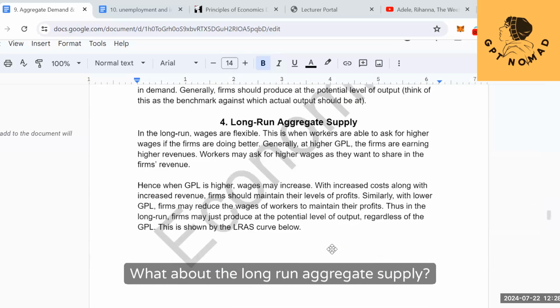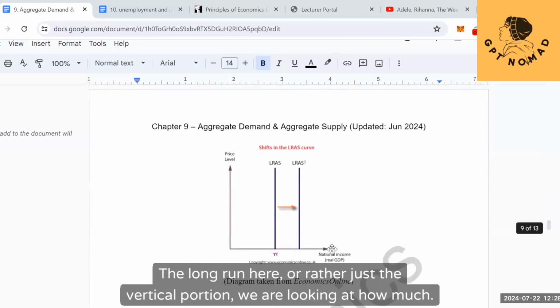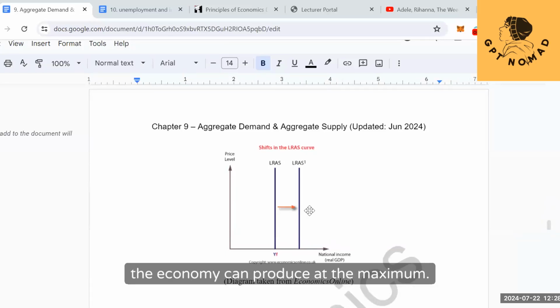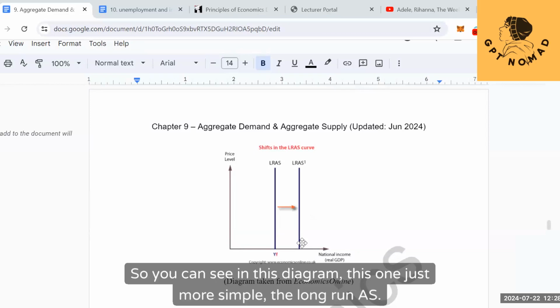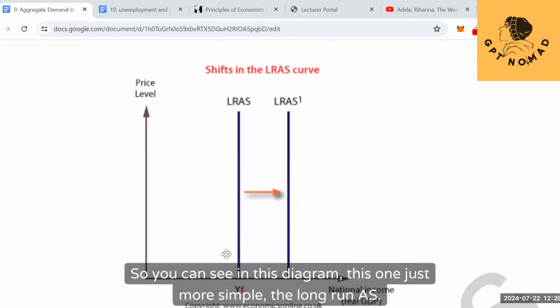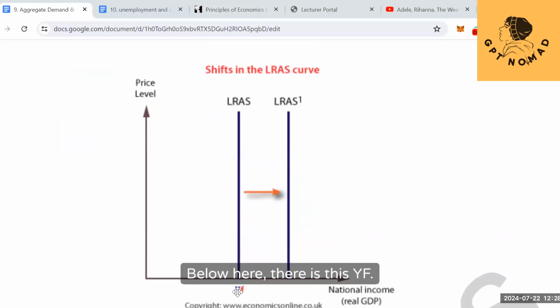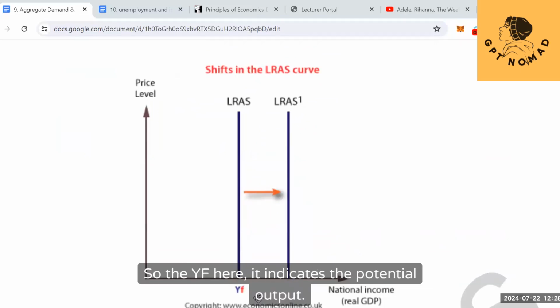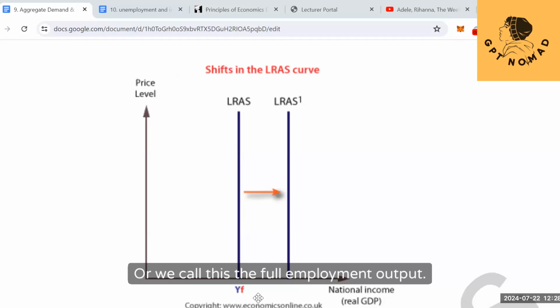What about the long run aggregate supply? The long run here, this just the vertical portion, we are looking at how much the economy can produce at the maximum. You can see in this diagram, this one is more simple, the long run AS. Below here, there is this YF. The YF here indicates the potential output, or we call this the full employment output.